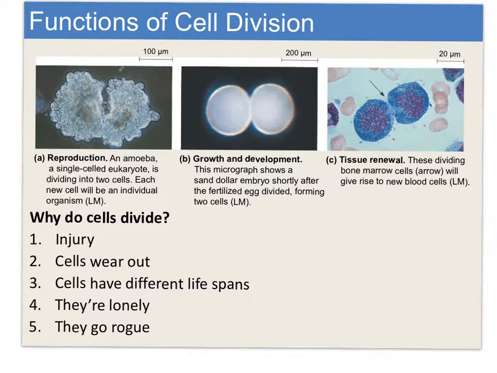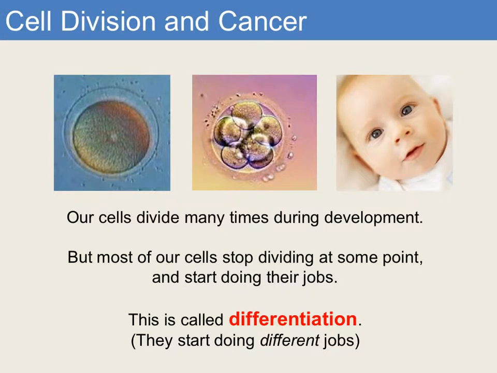Now, of course, they also divide because they're lonely. And then, occasionally, cells go what we call rogue. And that has to do with cancer.